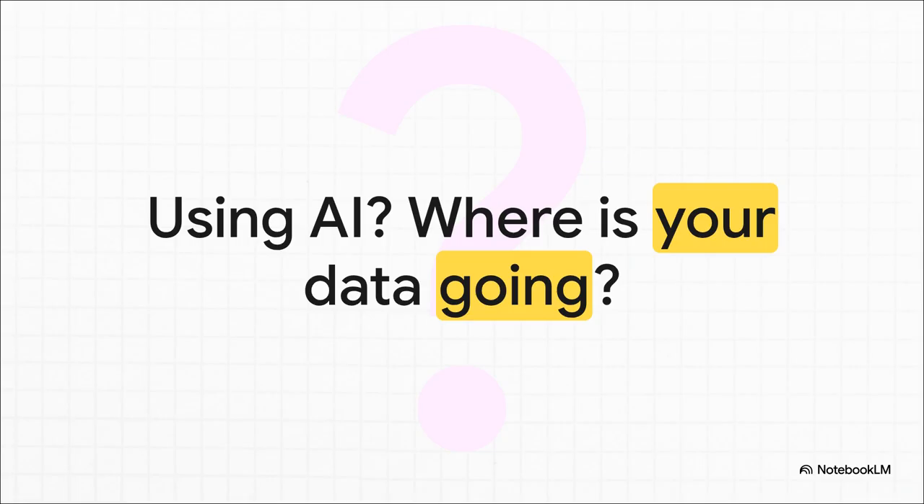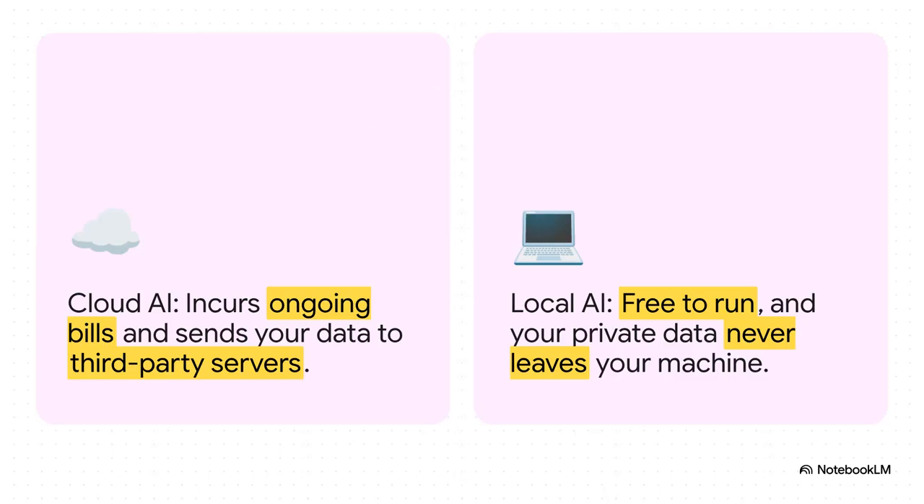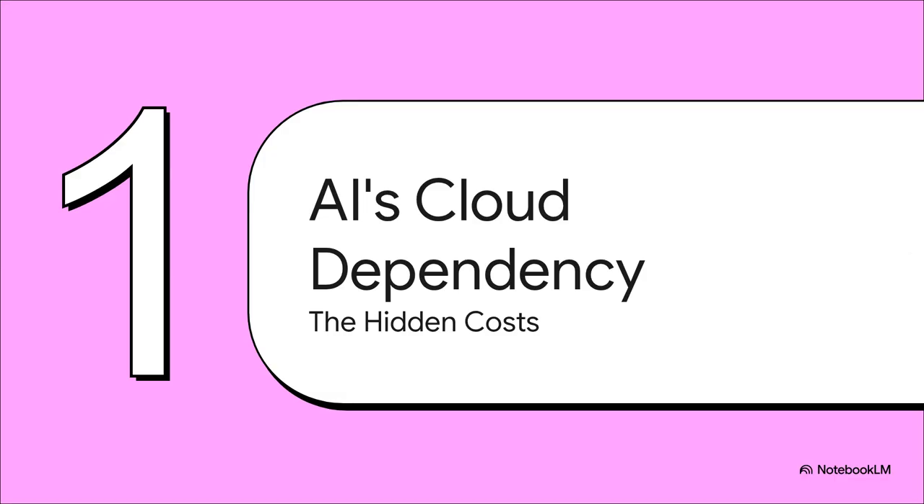Because most of the time, every single thing you type gets beamed over to some third-party server in the cloud to be processed. And that's where you hit two pretty big snags. With Cloud AI, you've got those ongoing bills that just keep coming. But maybe more importantly, your data is sitting on someone else's servers. That's a huge privacy question mark. Now compare that to local AI, it's totally free to run, and the best part? Your data never ever leaves your own machine. So yeah, this whole situation is what we can call AI's cloud dependency problem. And as we're seeing, it's got some serious hidden costs, not just in money, but in security and control.